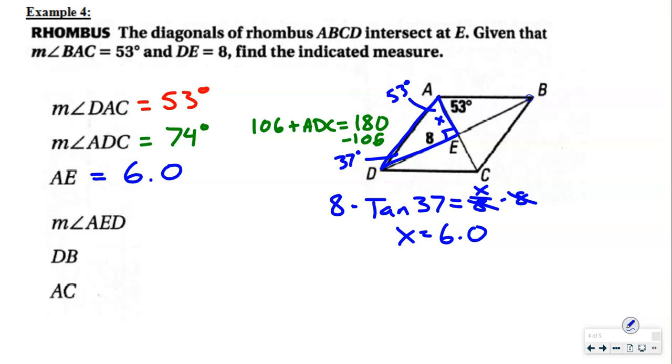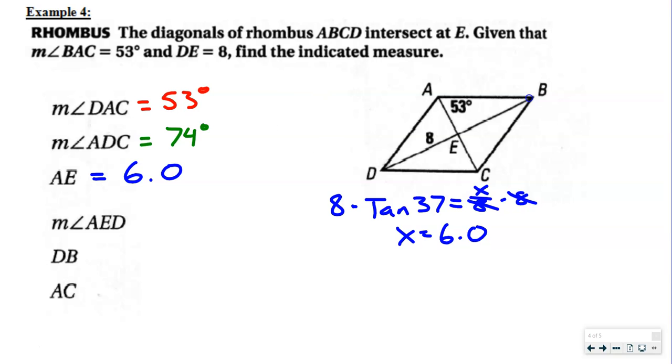Measure of angle AED. So I'm going to go ahead and erase that work we just did. AED. Well, that's the angle that just told us that we had a right triangle there. I know that's perpendicular because our diagonals need to be perpendicular in a rhombus. So perpendicular means 90 degrees. AED is 90 degrees.